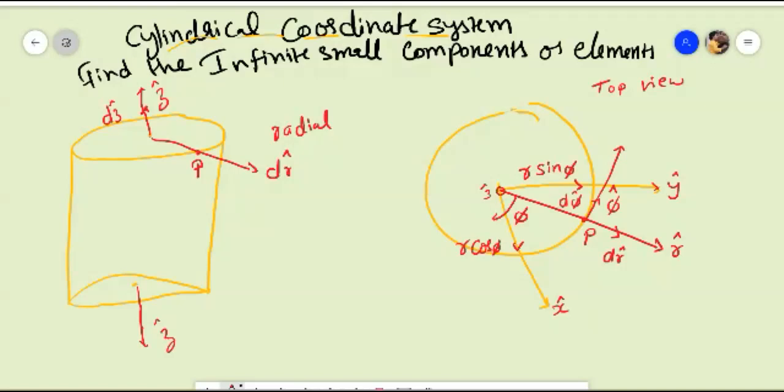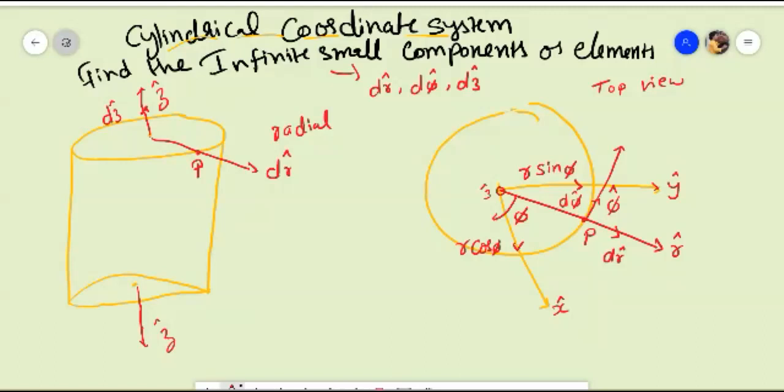So the infinitesimal components for the cylindrical system are dr cap, then d phi cap, and then dz cap. These are the infinitesimally small elements for the cylindrical coordinate system, right?